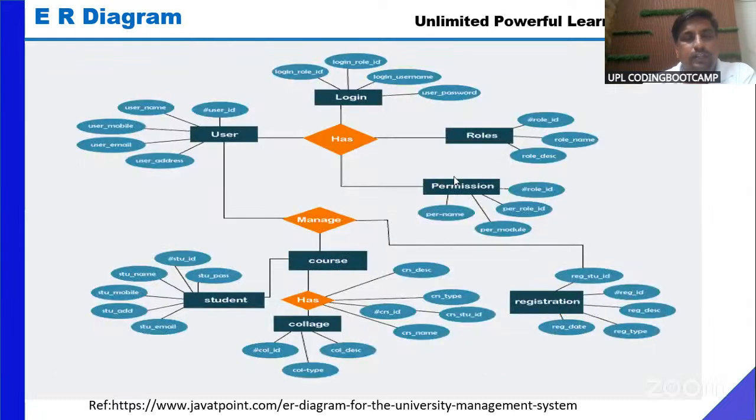So the ER diagram will be like this. This type of picture will be there. For your reference, I have added one here. I have taken one reference from the university management system, and wherever I have referred, I have also attached a link. So a user has roles, and a user has login. Login maybe login role ID, login username, login user password. These are called attributes or column names. Similarly, user ID, name, mobile number, email, and address.